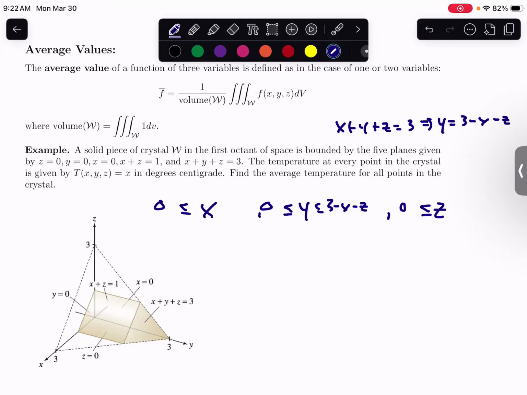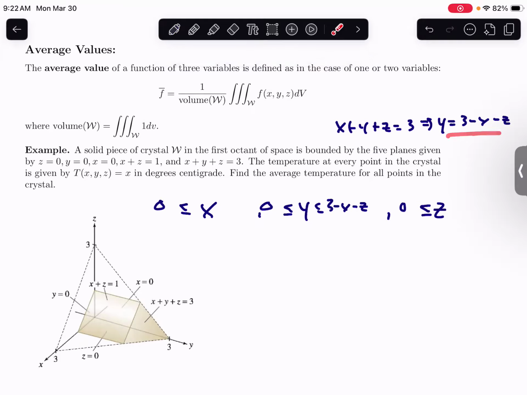And maybe it'll make more sense why I'm writing it this way after I write out what the integral actually looks like. And then with respect to x and z, we have this equation here, which I'm going to use to express z in terms of x. So if I took this equation and subtracted x from both sides, we would have z is bounded above by 1 minus x.